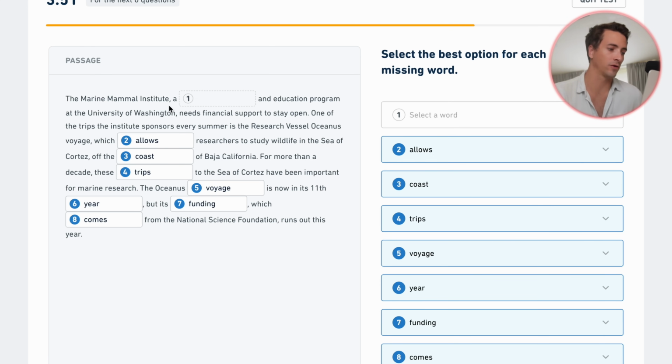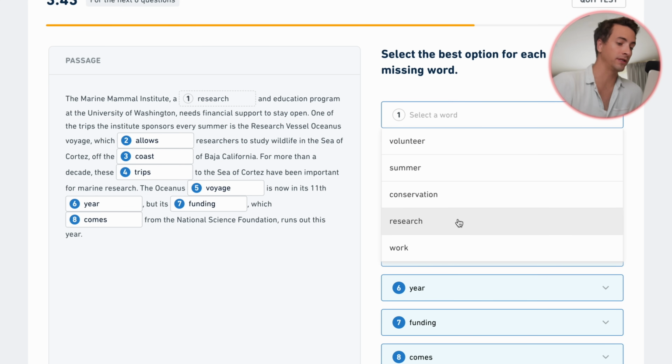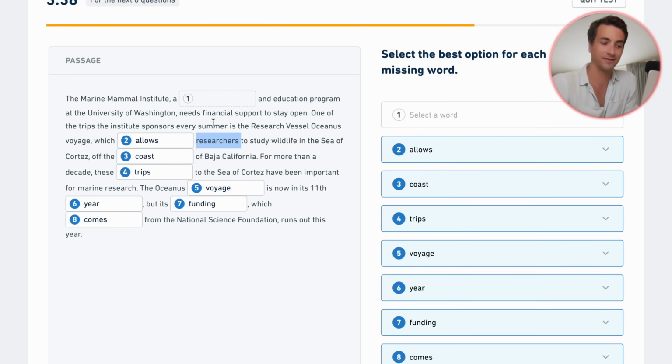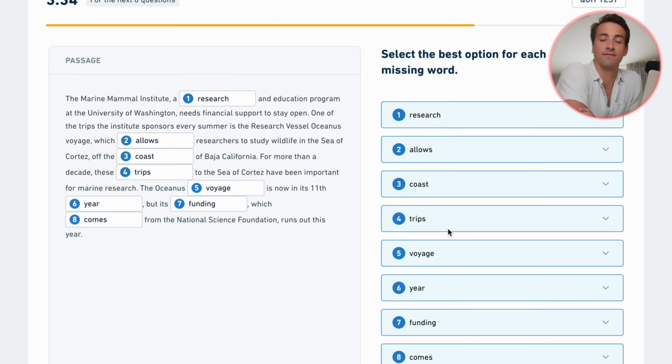All right, let's go back to the first one. The Marine Mammal Institute, a blank. And we now know that the correct answer needs to be research. Why? Well, because there's researchers on the vessel. So that's a strong clue that the project is for research and education.